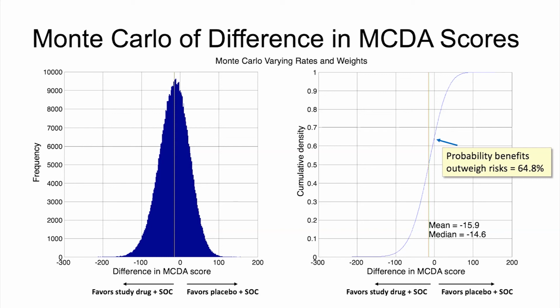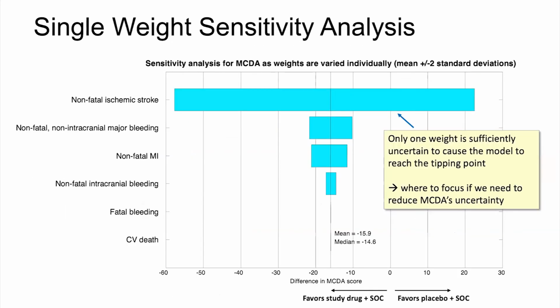Next slide. This is just the beginning of the type of sensitivity analysis. So this is called a tipping point analysis. What I do here is I take each weight and I vary it over some range, here plus minus 2 standard deviations from the weight. Now, you could see all the bars on bottom don't get anywhere near the 0, which is the tipping point where you'd switch from favoring the study drug to the placebo.